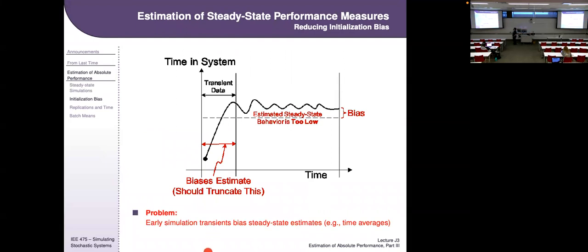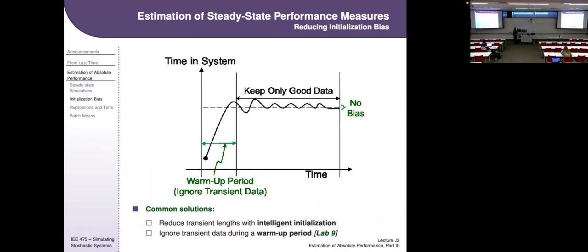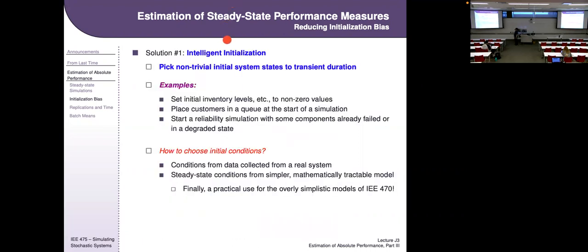The first thing we're focusing on here is getting rid of this bias. The common solutions to get rid of bias are either the warm-up period that we talked about in Lab 9, or something called intelligent initialization. Right now, you start your sims and all of your queues are empty, and so they have to fill up. That's one of the reasons why you get this rise here. So one thing we could do is put individuals in the queue at the start of the sim. We don't have to wait for them to develop through this period here. That's what we mean by intelligent initialization.